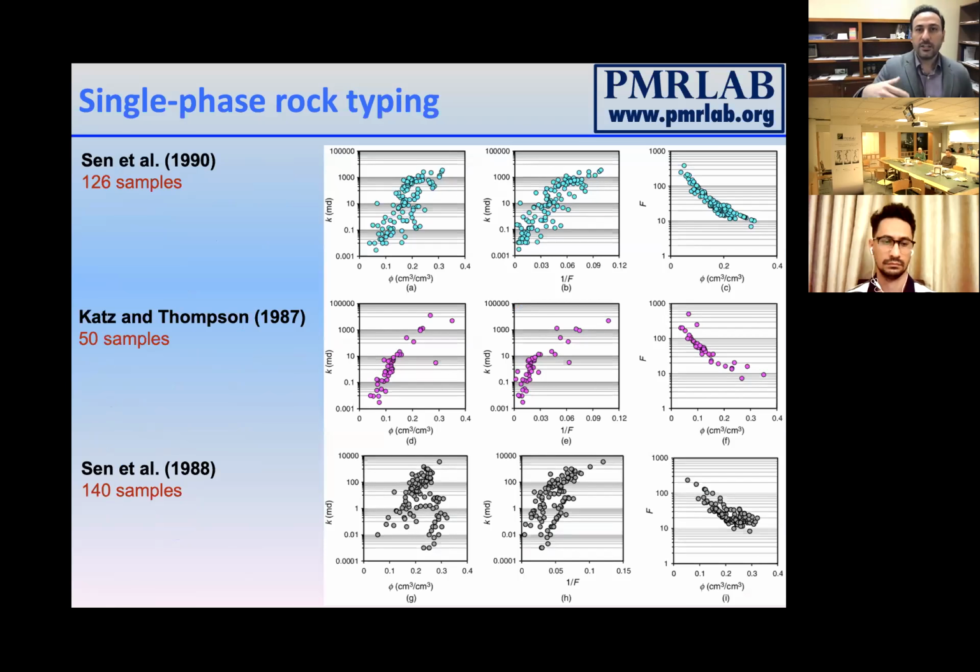Just to show you the variation in each database and within the different data sets that we found, you see permeability as a function of porosity, permeability as a function of reciprocal formation factor, and formation factor as a function of phi. For all three databases, you get some sense. We are talking about different rock types and so on and so forth.